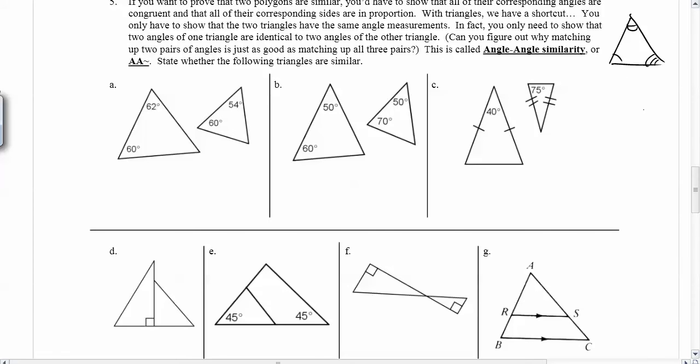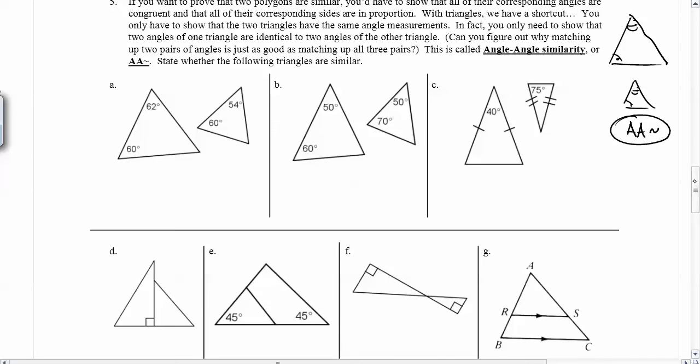But you can actually get away with just 2 pairs of angles. Because if you know 2 pairs of angles are the same, then the third ones have to be the same anyway. So it turns out if you can say, well, this angle here matches that angle there, and this angle up here matches that angle up there, then the 2 triangles are similar. So that's called AA similarity.